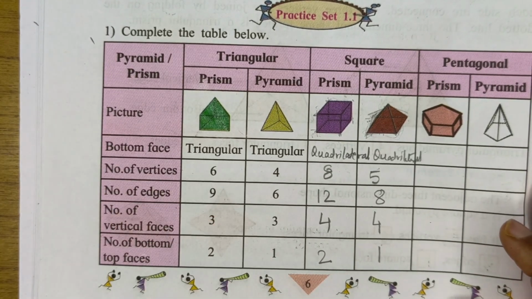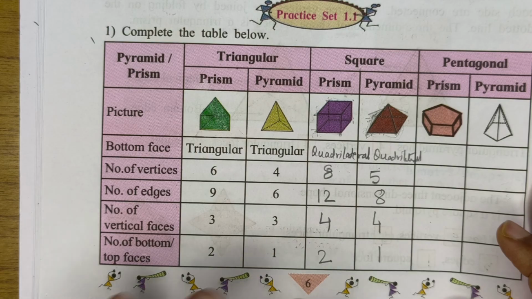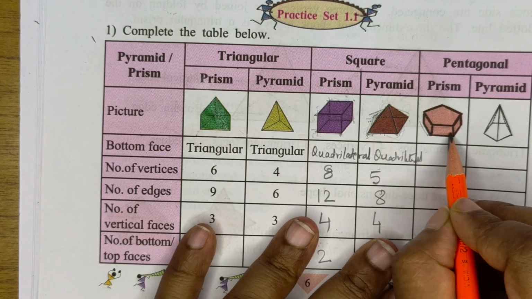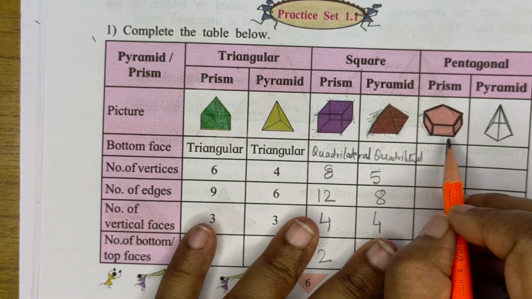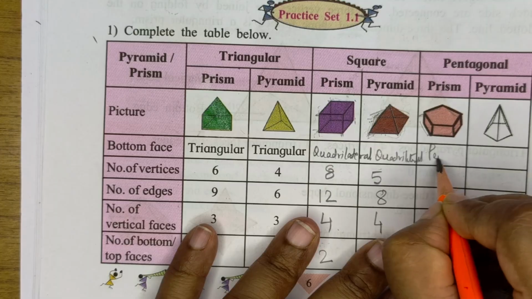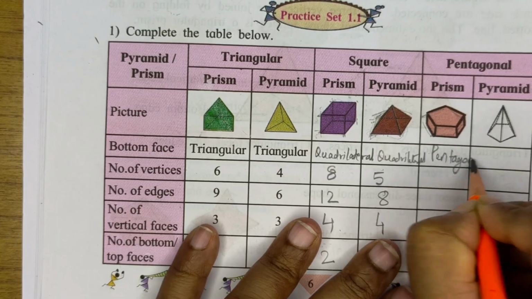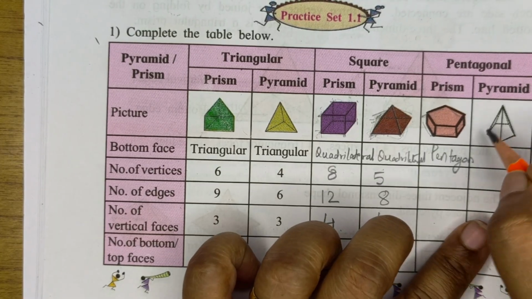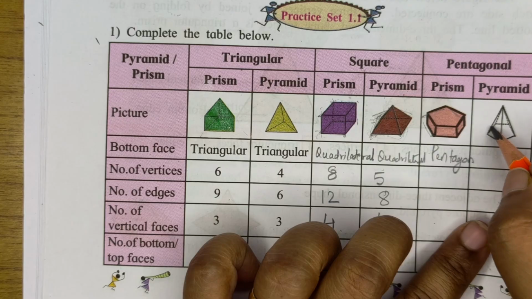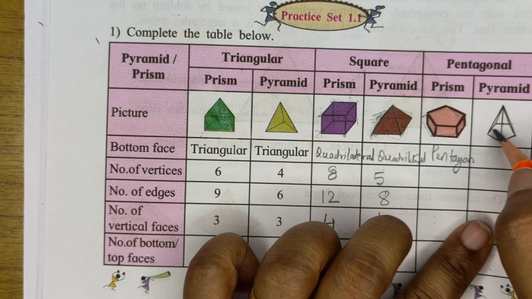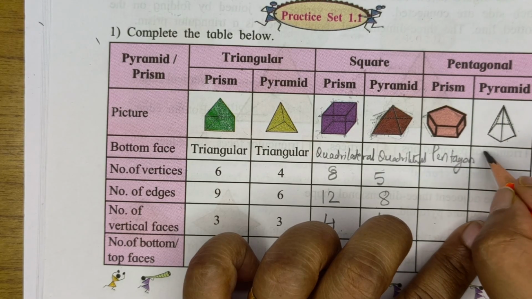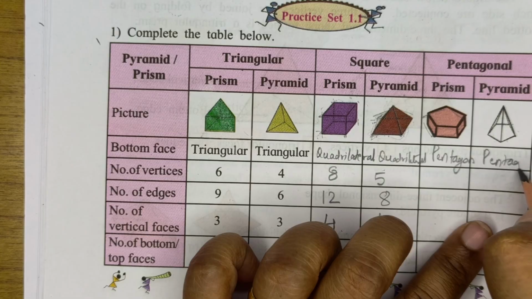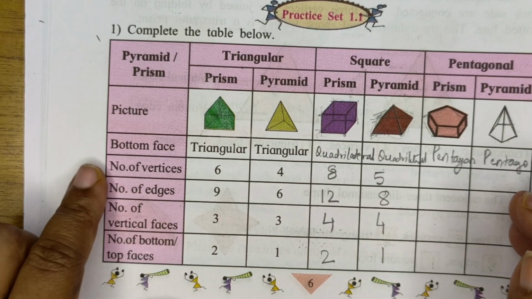Now see the prism. Pentagonal prism. The next one we have pentagonal prism. Why pentagonal prism? See here 1, 2, 3, 4, 5. 5 sides means it is a pentagon. Okay, again this prism also has this pyramid. This pyramid also has 1, 2, 3, 4, 5. It is made from 5 sides. That is also a pentagon.